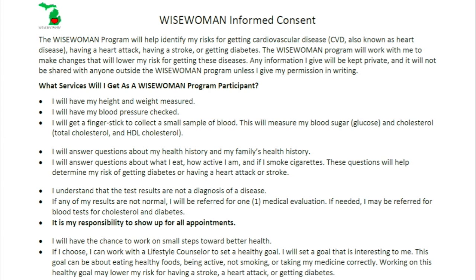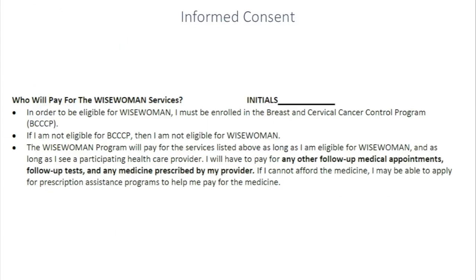So we talk about what services they're going to be getting as a participant. They'll be answering some questions, and if they need to be, they'll be referred to medical evaluation. And at that point, it's their responsibility to keep all their appointments. And then also, if they're interested, they can work on some small steps and goal setting. And that's only if they're interested. We really try to meet the woman where she is. So if she's not ready to start making changes, we don't want to try to push her into anything because she's not going to be successful doing it.